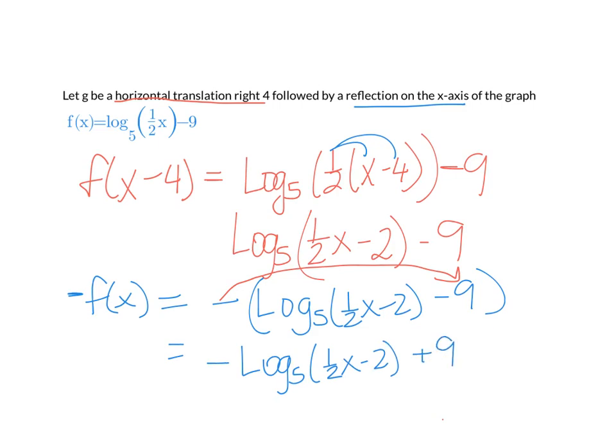Okay, so don't forget that distributing, especially when there's a vertical shrink and stretch, horizontal translations, when you have a coefficient on the x, and the reflections on the x-axis. Those are especially important.